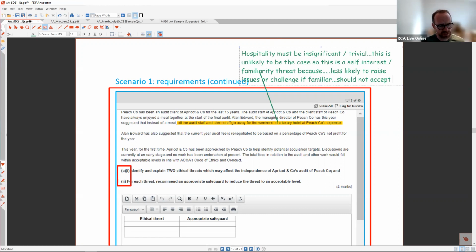Justin, does it matter which threat you say, between self-interest and familiarity? Do you need both? No, I don't think it matters in that one. I think you get your marks either way. So it's one of those two. I think it could be either. So no, one is fine.